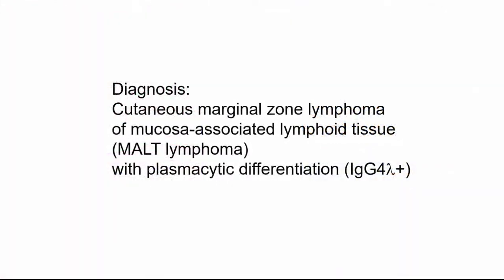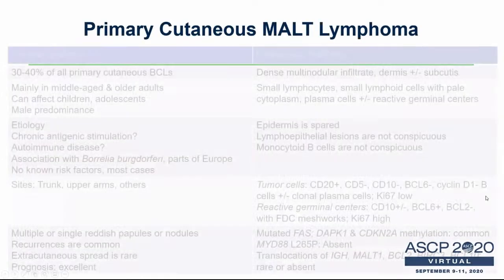And so our diagnosis was cutaneous marginal zone lymphoma of mucosa-associated lymphoid tissue, also known as MALT lymphoma. It shows plasmacytic differentiation, which happens to be IgG4 lambda positive.